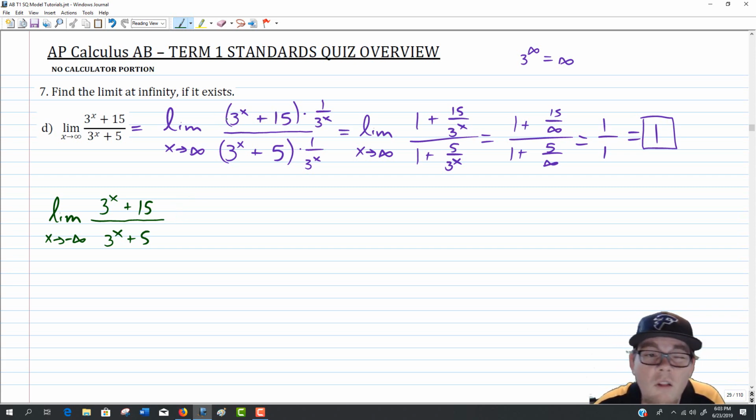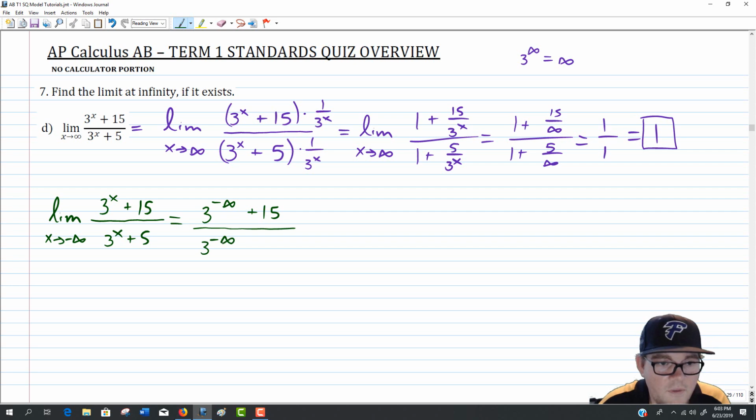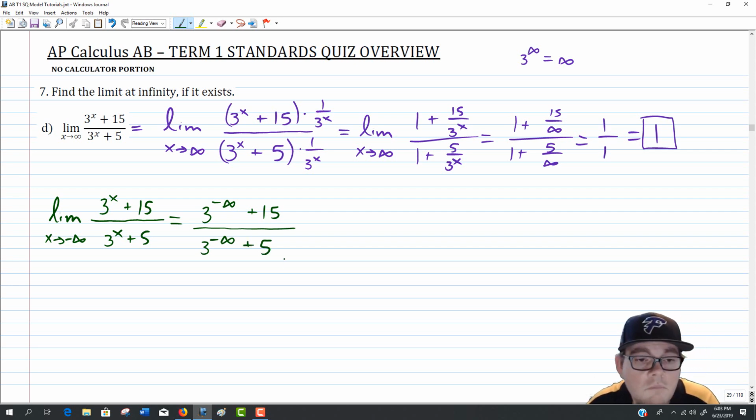I probably should have been doing that all along and seeing, oh, this goes to infinity over infinity, but I just kind of stayed away from it. So from here, if I use direct substitution, I'm going to get 3 to the negative infinity plus 15 divided by 3 to the negative infinity plus 5. So fair starting spot, good information to start with.